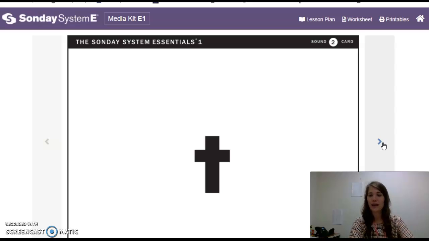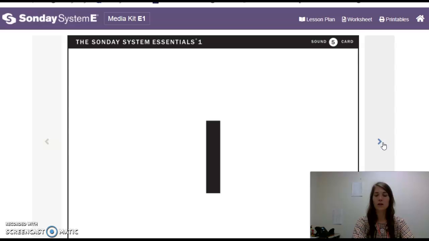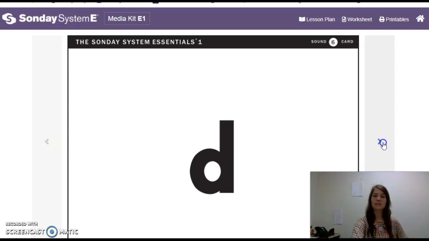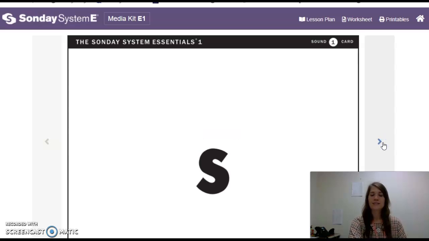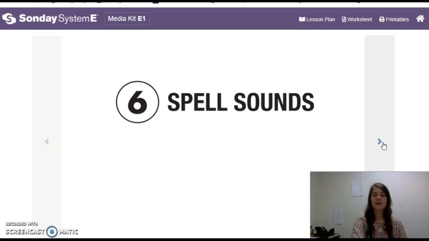So for this one, we'd say t, b, o, k, p, n, z, d, j. And you will notice we're going pretty quickly because the goal is to build fluency. S, v. All right, and that is it for the first section.